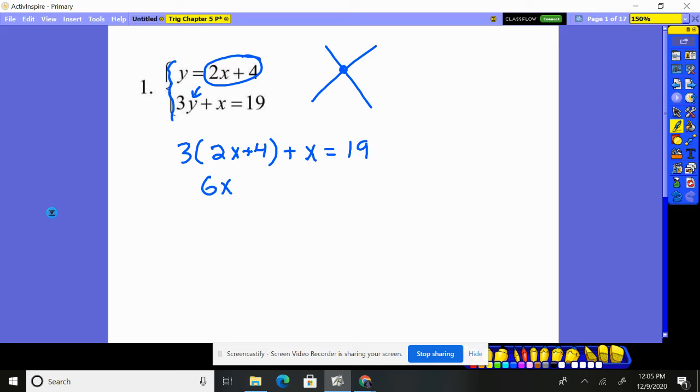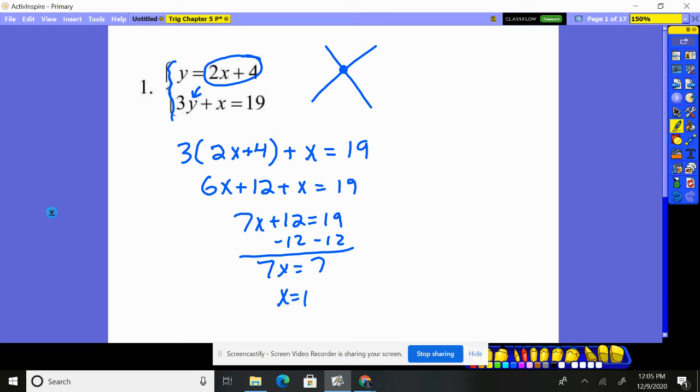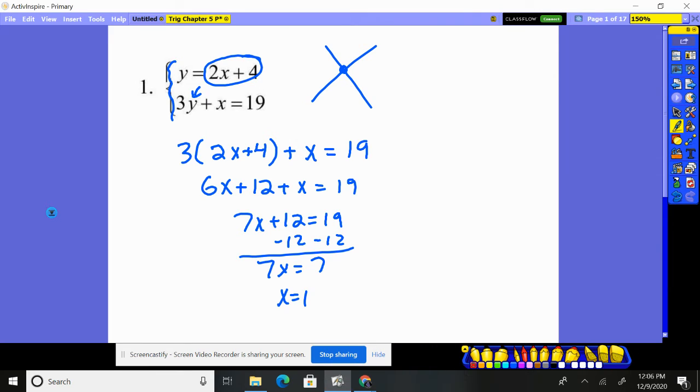So I distribute through: 6x plus 12 plus x equals 19. 7x plus 12 is 19. Subtract your 12. It's going to come out a pretty answer. x is 1. Now that we know x, we can plug it back into either equation to get what y is. So I'm going to go back into the first equation there. y is equal to 2 times whatever x is, which is 1, plus 4. 2 plus 4 is 6. So we now know y is 6.